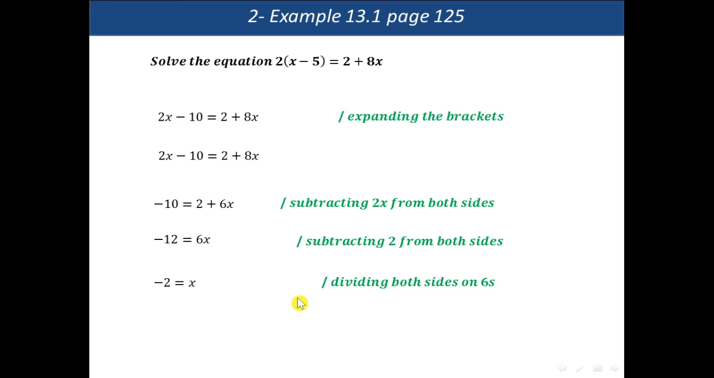In this way, this is a very detailed way to show you how you find the value of x. As you see from the steps, I am always aiming to leave the x alone on one side so that I find its value on the other side.